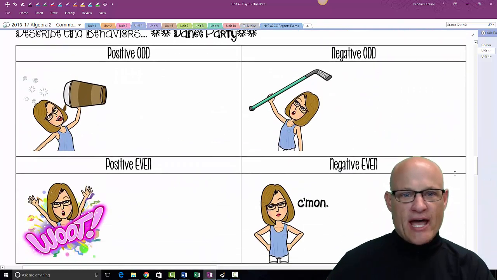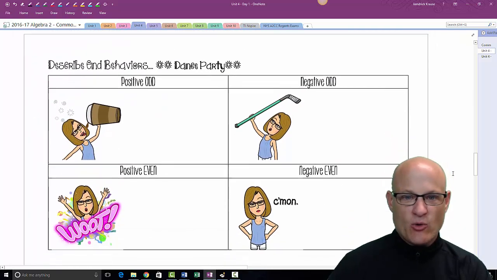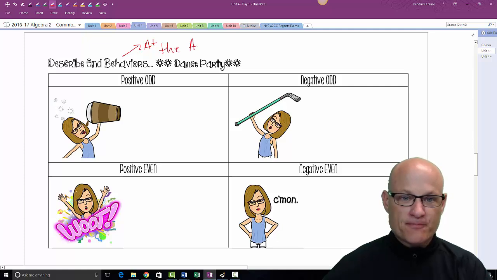So that's called end behavior. This is called end behavior. Now, what do I mean by end behavior? End behavior happens at the arrows. What happens at the arrows?